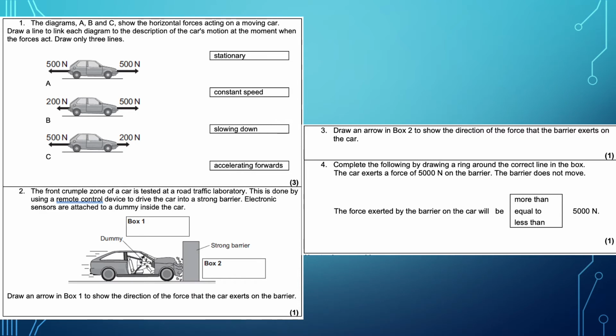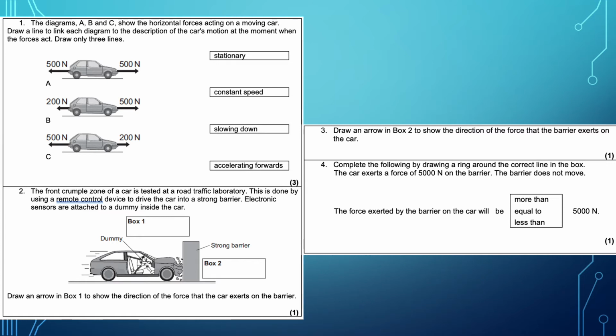Okay, number 1. The diagrams A, B, and C show the horizontal forces acting on a moving car, and you want to draw a line to link each diagram to a description of the car's motion at the moment when the forces act. Draw only 3 lines. Now, if you can notice, this is a multiple choice question, and for each one you have 4 choices. Is it stationary, constant speed, slowing down, or accelerating forwards? Right? So even if you didn't know the answer, you have a 25% chance of getting this right.